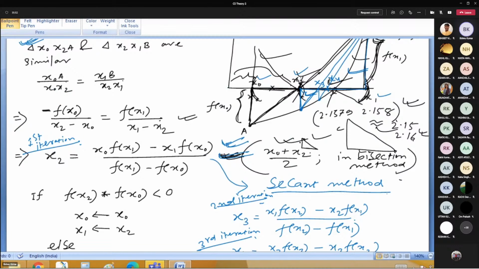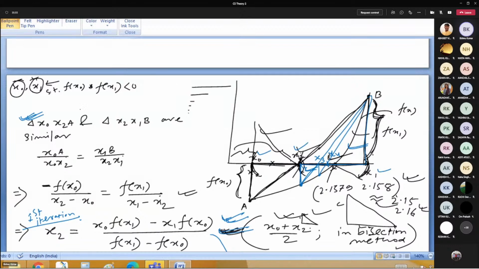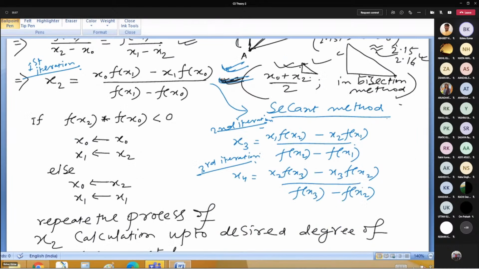Initially you have to pick two points, x0 and x1. With the help of x0 and x1 you get x2 by this formula. After getting x2, with the help of x1 and x2 you get x3. The same formula structure is used. After x2 and x3, we get x4 with the help of x2 and x3. With this formula we can again calculate x5 with x3 and x4, then x6, x7, like that. These are the step-by-step iterations.